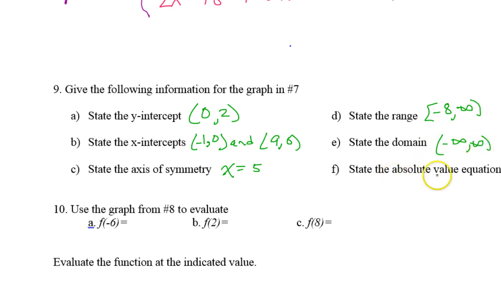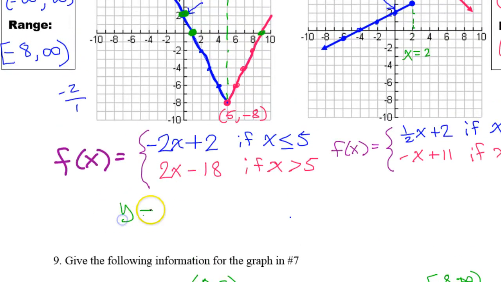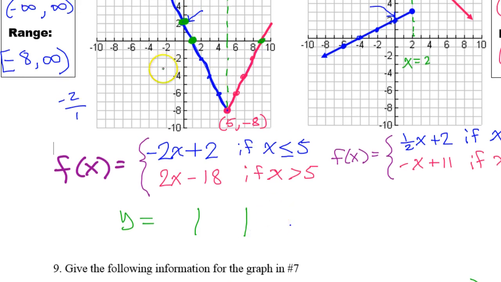Now, write an absolute value equation. So we wrote a piecewise function, but if I want an absolute value equation, I have to ask myself, how is this graph shifted compared to the parent function y equals absolute value of x, which sits at the origin? Well, look at this vertex. It's right 5 and down 8. So if I want to go to the right 5, I need to see x minus 5 because left-right motions are always the opposite of what they look like. If I want to go down 8, it's going to be a -8 like this.